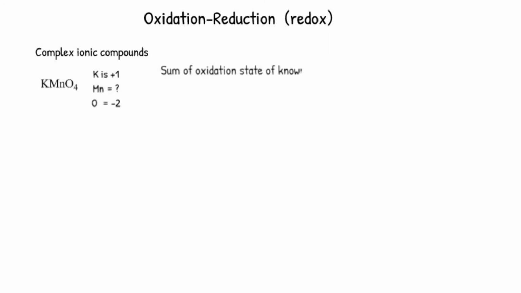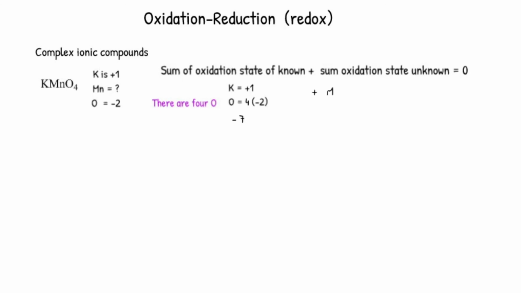Here are more complex examples. For example, complex ionic compounds like KMnO4. Potassium is +1 oxidation state. Manganese is unknown, but oxygen is equal to -2. So using the sum of the oxidation state of known plus the sum of oxidation state of unknown is equal to 0. We know potassium and oxygen is +1 and -2 respectively. So there is a total of -7 for the oxidation state of the known elements. For manganese, there's only manganese. So -7 plus x is equal to 0, and x is +7.